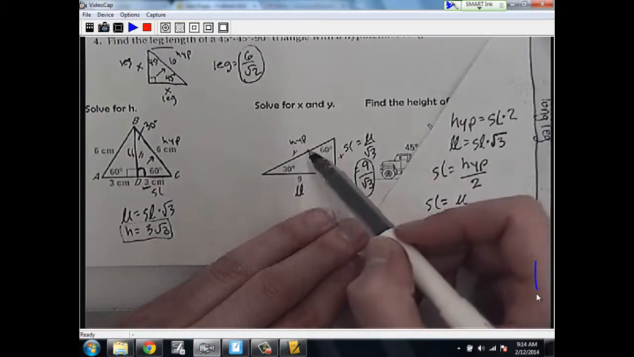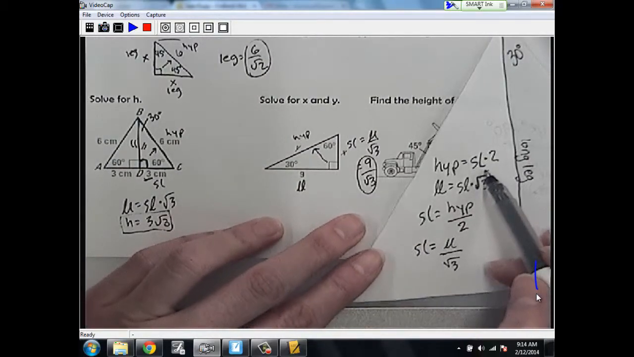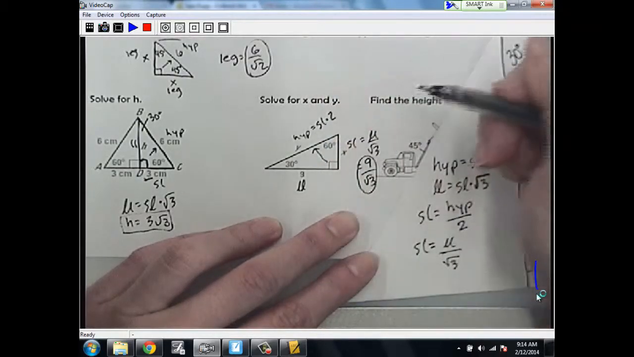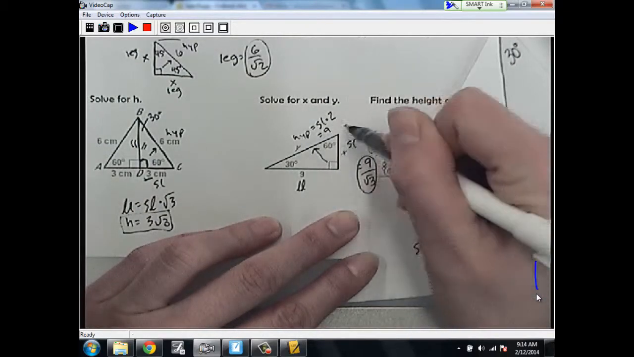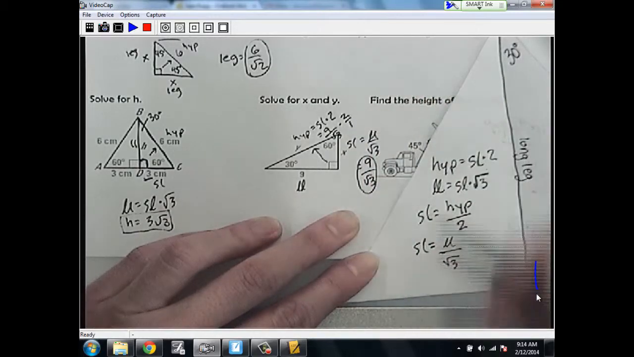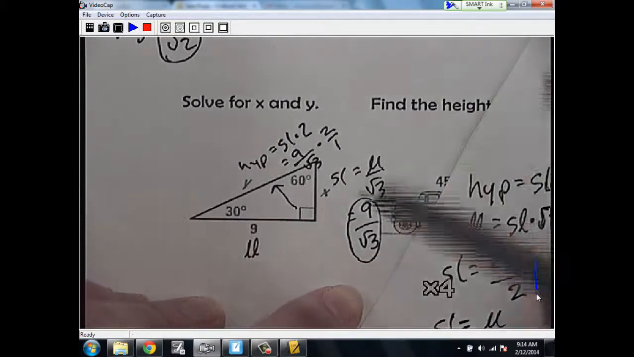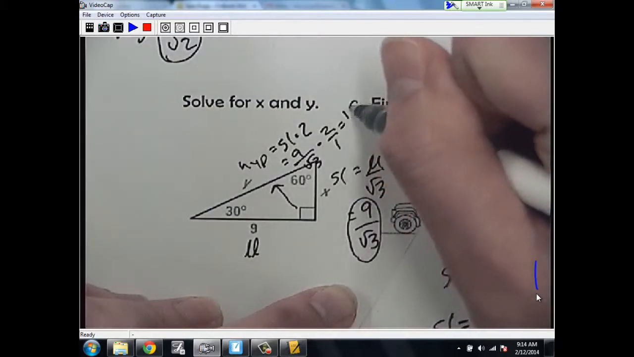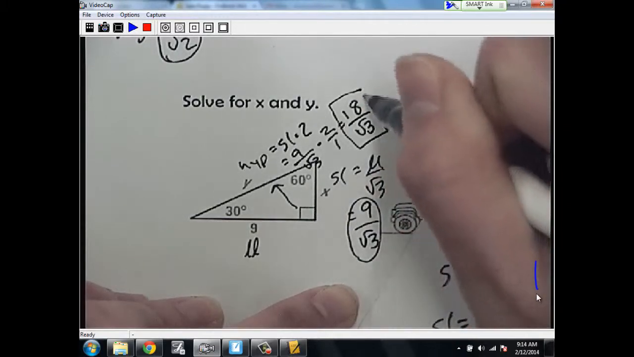How about the hypotenuse? What's the rule for hypotenuse? The rule for the hypotenuse is short leg times 2. My short leg I just found is 9 divided by the square root of 3. I'm going to multiply by 2, like 2 over 1. So this was 9 divided by the square root of 3 times 2 over 1. 9 times 2 is 18. Square root of 3 times 1 is square root of 3.